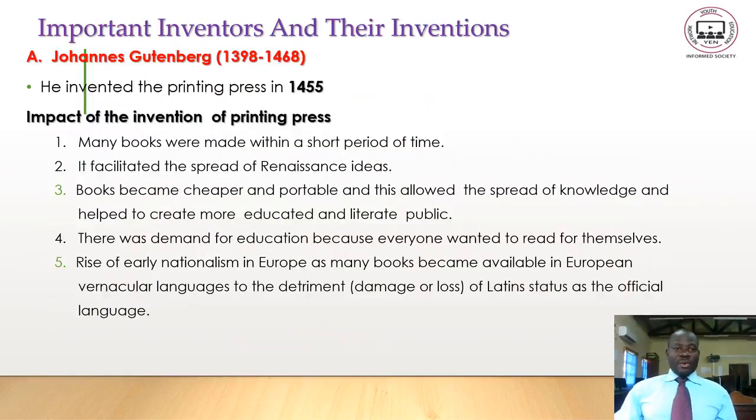So here we are going to look at the important inventors and their innovations or inventions. So who were the people who founded some of the things? Number one, we are talking of Johannes Gutenberg, who lived between 1398 and 1468. Gutenberg invented the printing press in 1455.